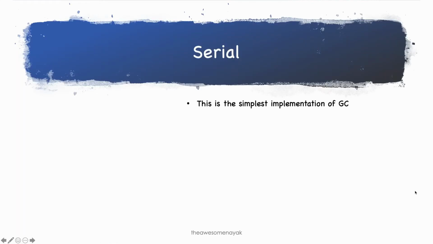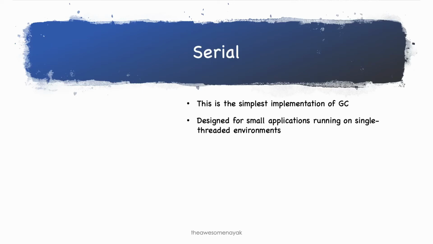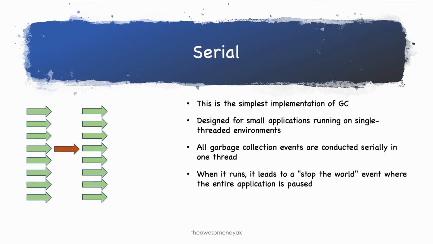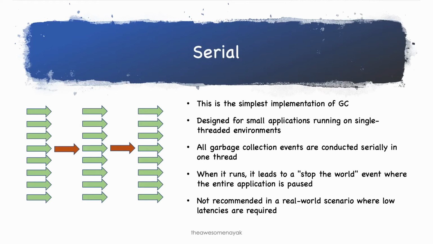The serial garbage collector is the simplest implementation of garbage collector and is designed for small applications running on single-threaded environments. All garbage collection events are conducted serially in a single thread. When this runs, it leads to a stop the world event where the entire application is paused. Because you are running on a single-threaded application, when the garbage collector runs, the application threads are stopped. The application threads can resume their work only after the garbage collection is complete. Since the entire application is frozen during garbage collection, serial garbage collection is not recommended in a real-world scenario where low latencies are required.